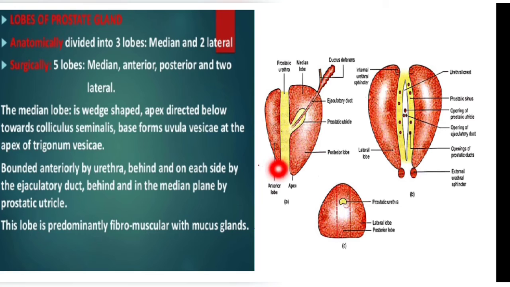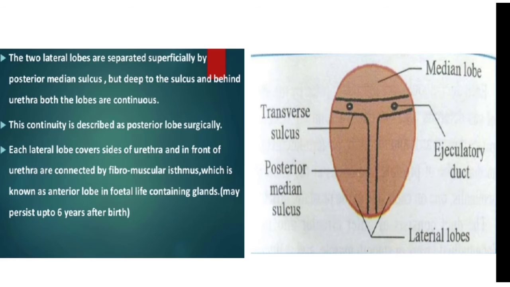So, in this diagram we can see this is the posterior lobe, this is the anterior lobe, this is the ejaculatory duct and this is the prostatic urethra. This is the apex, this is the median lobe. This is the opening of the ejaculatory duct and the opening of the prostatic utricle. This is the prostatic sinus. These are the lateral lobes and this is the posterior lobe.